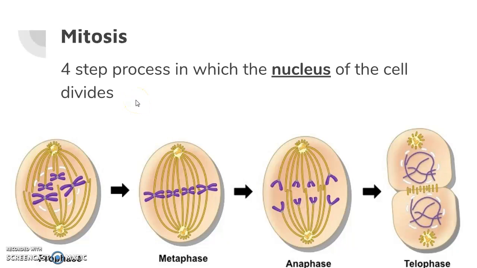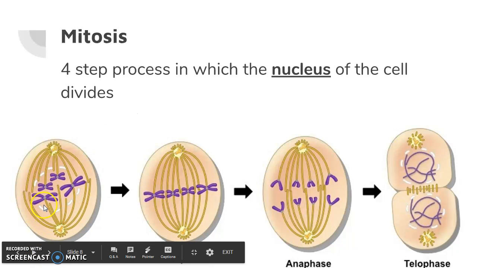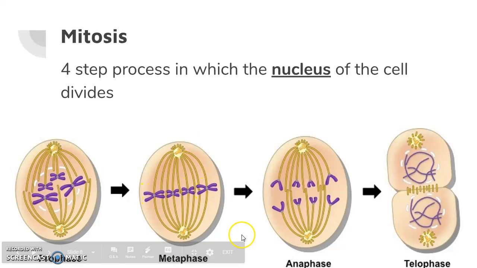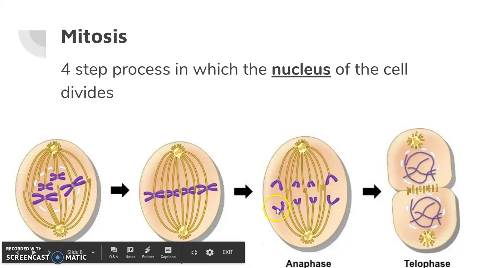There are 4 steps to mitosis. You can remember by saying PMAT. P for prophase, when the cell is preparing. So the chromosomes plump up, the nuclear membrane breaks down, the spindle fibers start to attach to the chromosomes. Then we have the M for metaphase, when the chromosomes line up in the middle. And then A for anaphase, when the chromatids are pulled apart. And then finally T for telophase.